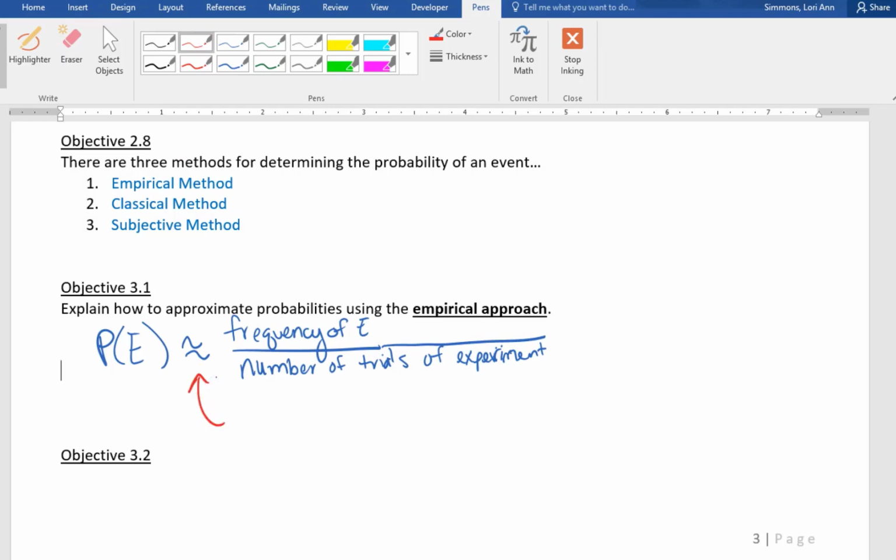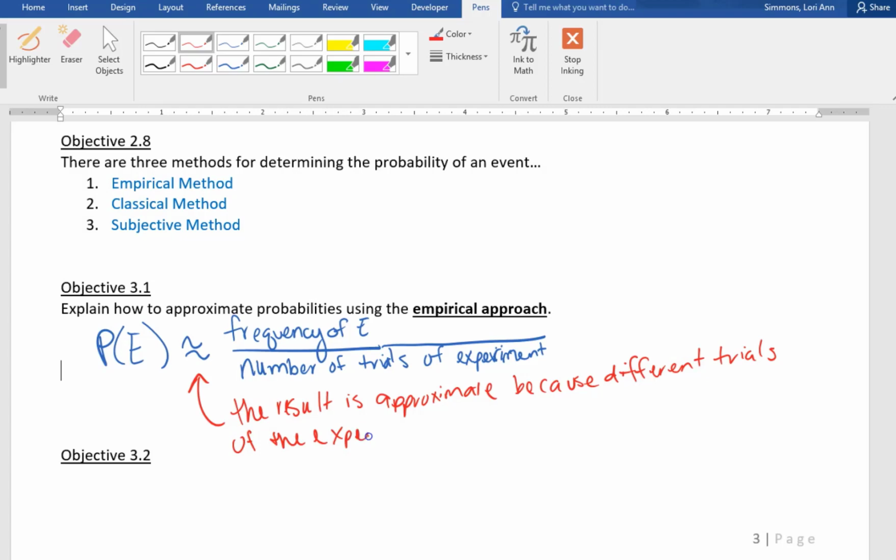Okay, this approximate symbol, the result is approximate because different trials of the experiment lead to different outcomes. Basically, that means different estimates of the probability of E.